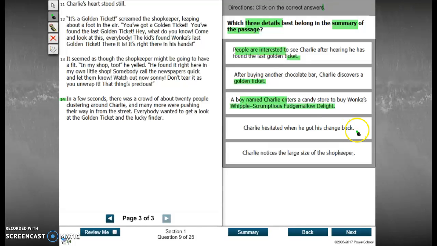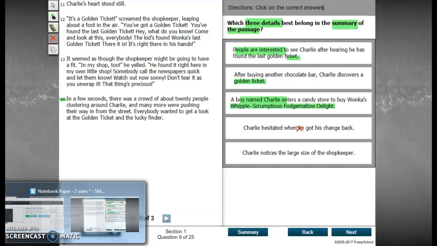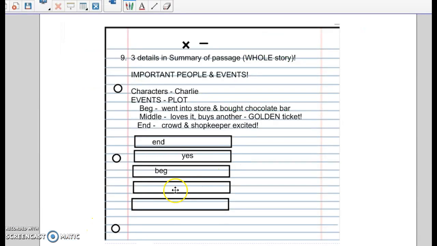Charlie hesitated when he got his change back. Is it important that he hesitated when he got his change back? I mean, it shows that maybe he doesn't have much money, but I don't know that that's important to what's happening in the story. So not important. X that out.